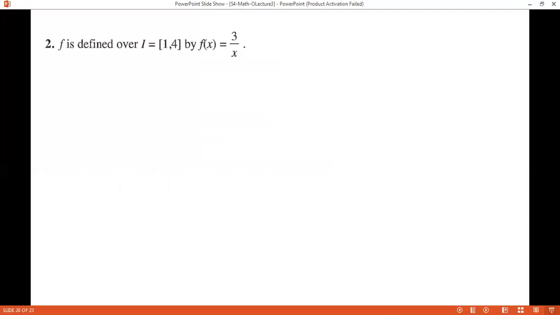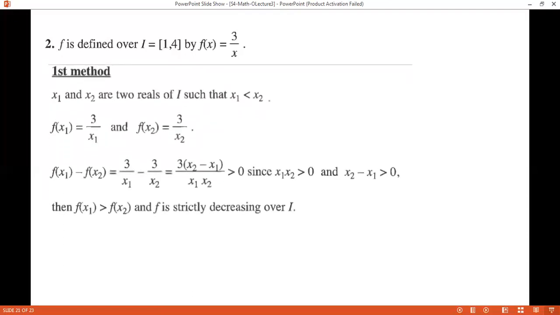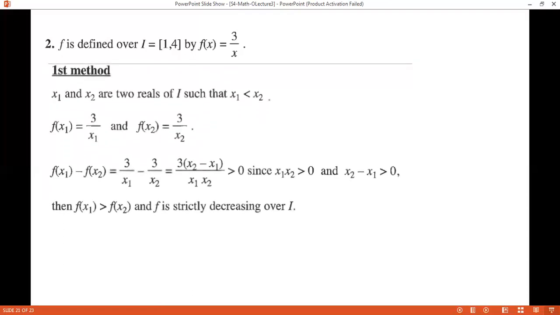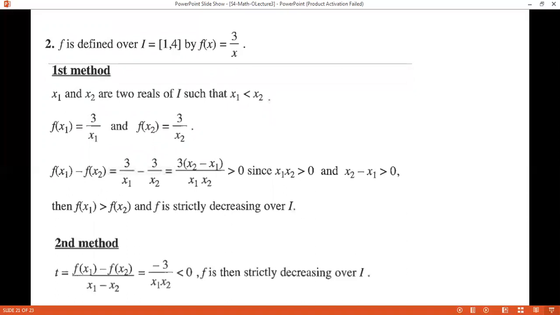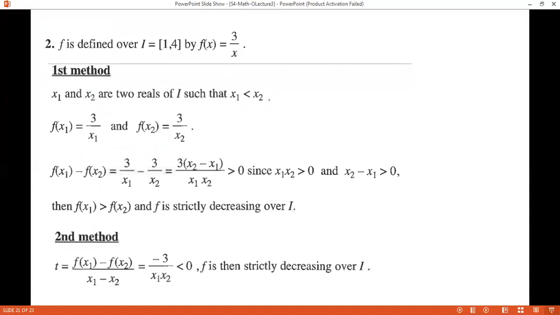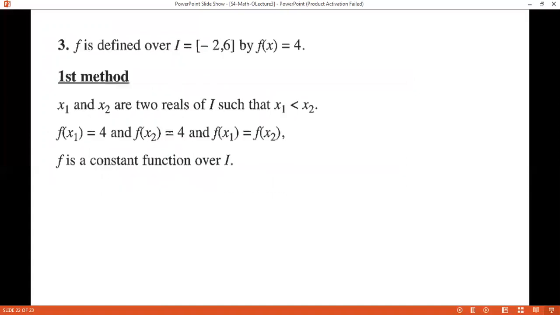Another example, we have f of x equals 3 over x. In the first method, I'm going to take x1 and x2, x1 less than x2. I'm going to replace them in f of x1 and f of x2, and I'm going to subtract them to check their conditions. So we got that f of x1 is greater than f of x2, then f is strictly decreasing. In the second method, we got minus 3 over x1 x2. So it's negative, then f is strictly decreasing. And the last one, we have f of x equals 4, and this is a constant function.